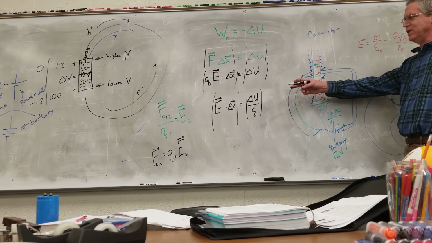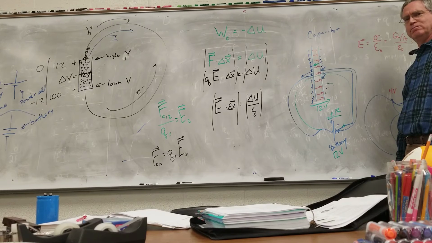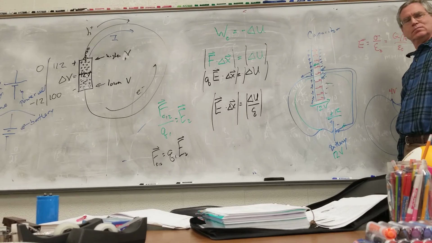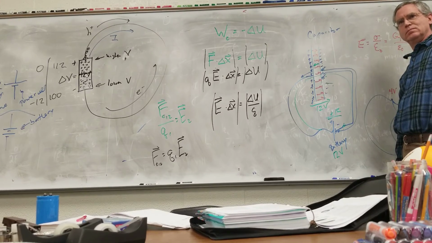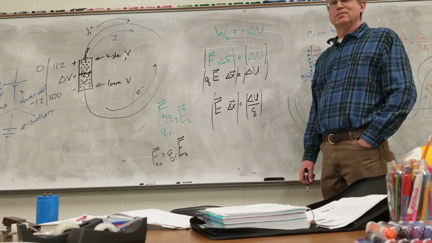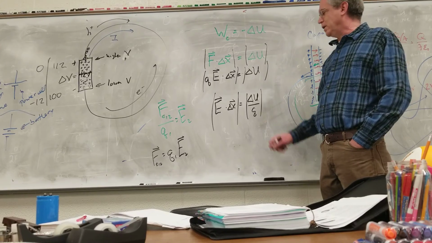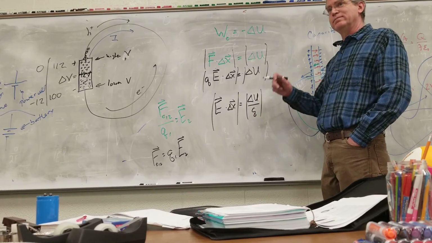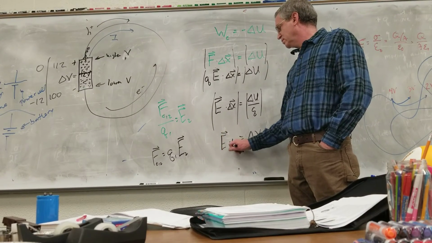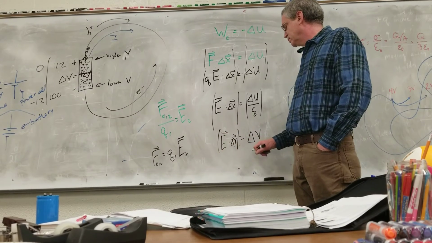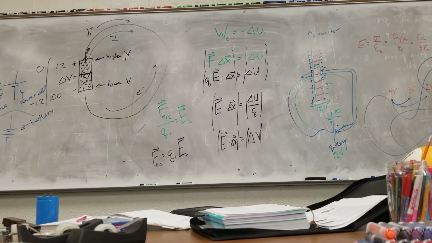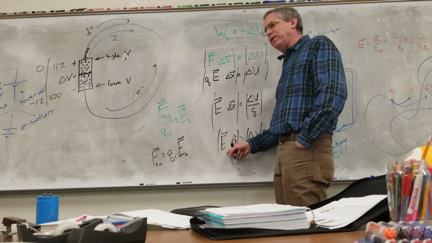And what is the change in potential energy divided by a charge? The change in electric potential energy per charge is the voltage. So what we have here is a relationship between the voltage between the plates, the electric field, and the distance between them.